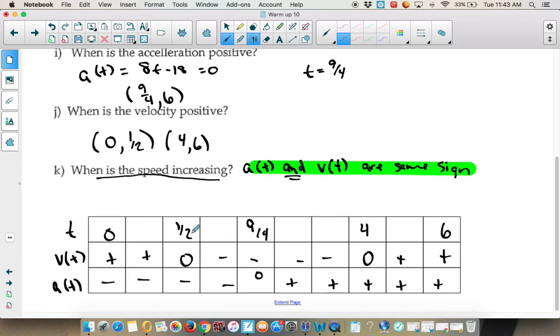So that happened from 1/2 to 9/4, because that was where they were both negative. And that's the other thing that people get hung up on. They keep thinking that they both have to be positive, and they don't. They both have to be the same sign. And then it happened again from 4 to 6.